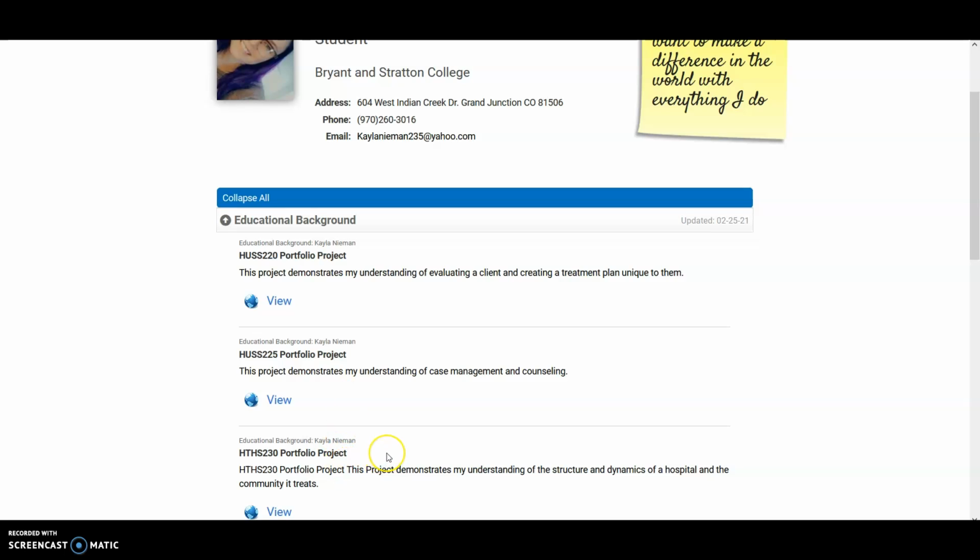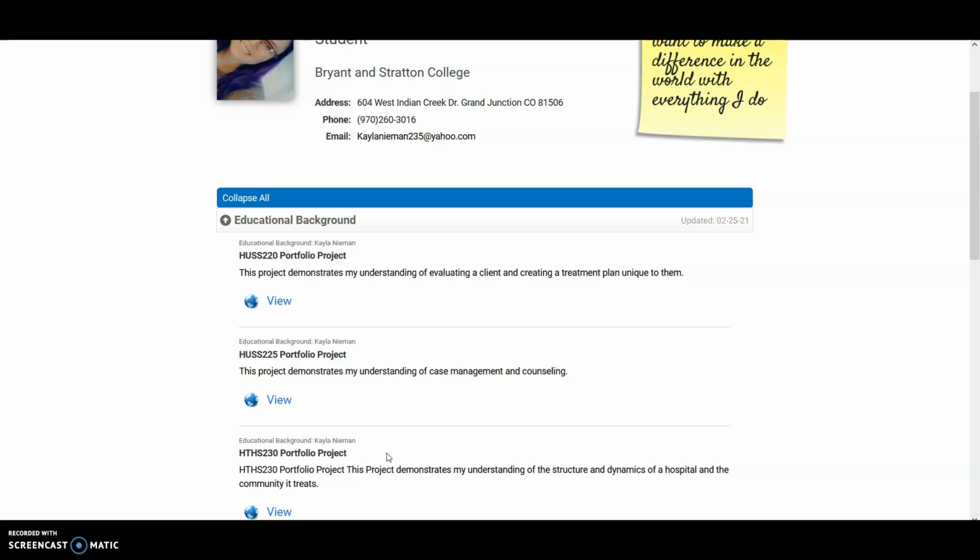The next one that I chose to add, and the last one that we're going to talk about on here, is the HTHS-230 Portfolio Project. The outcome that I chose to attach to this portfolio project was demonstrate knowledge of the structure and dynamics of individuals, groups, families, organizations, communities, and society as they fit within the historical development of human service delivery.